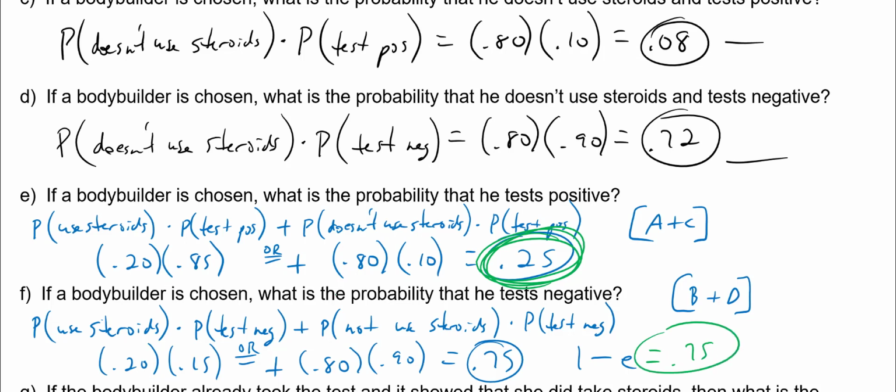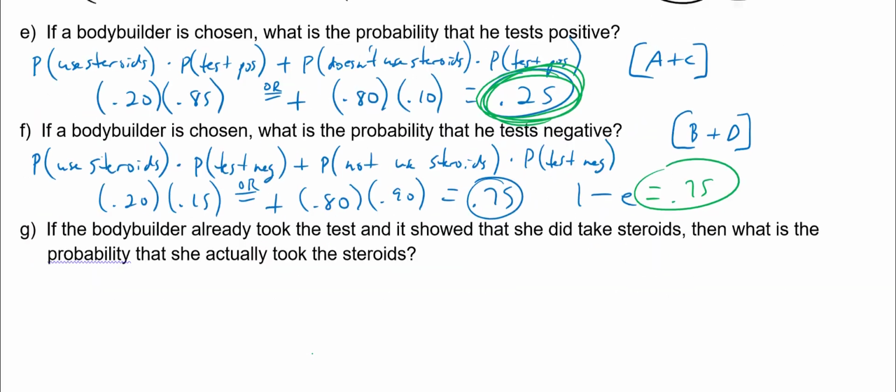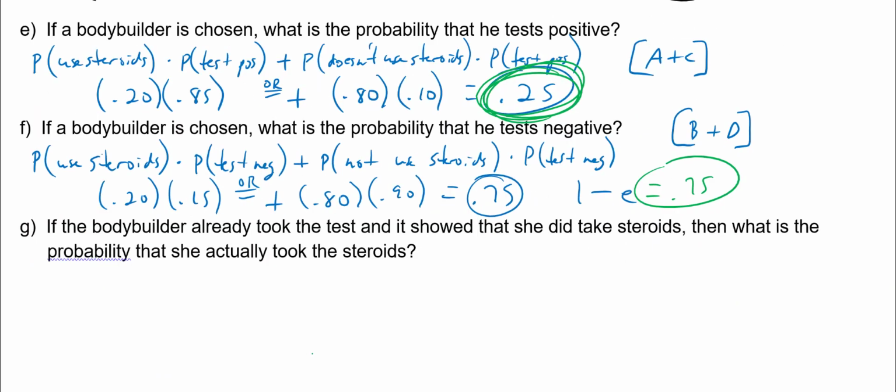And then the last one here is if a bodybuilder already took the test and it showed that she did take steroids. I'm going to put she in there because women take steroids too, which obviously steroids are a really bad thing to take anyway. Very, very bad for the heart. It says, then what is the probability that she actually took steroids? So guys, this is a conditional probability. This is saying the probability that you're using steroids, given that she tested positive.